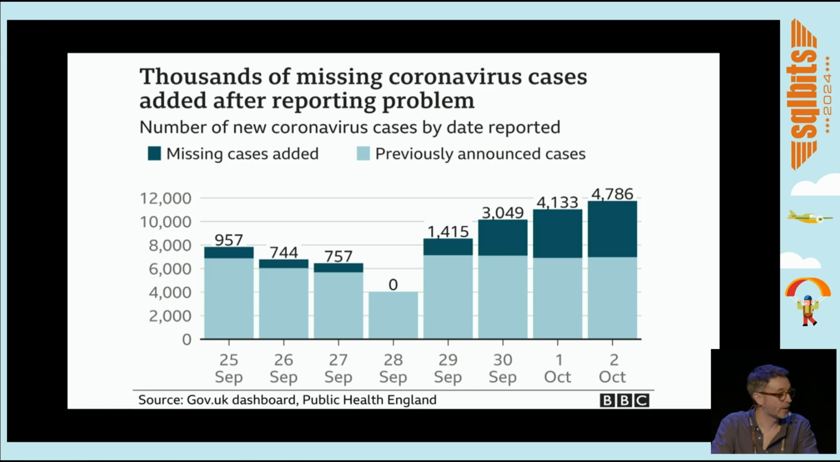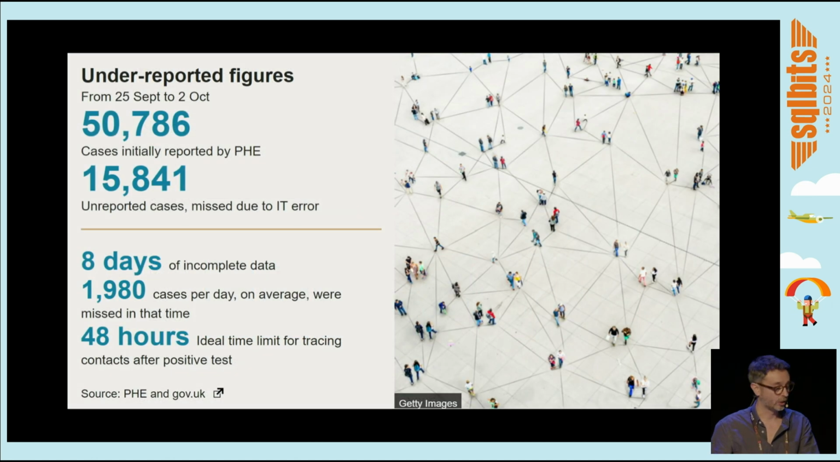Now, I'm not trying to make a political statement, and this isn't going to be a session about the correct interpretation of statistics, but fundamentally, what I'm going to try and do is help you avoid being in the same situation. So what we're talking about here, obviously, was positive COVID test cases, and for a period of about 8 days, Public Health England consistently underreported data to the tune of about 2,000 cases a day.